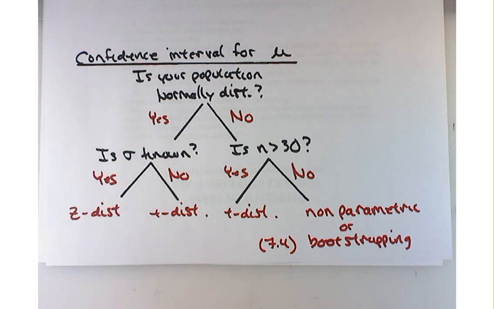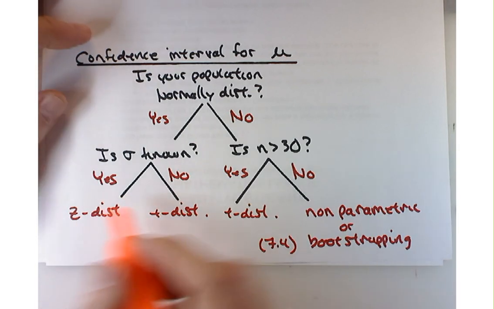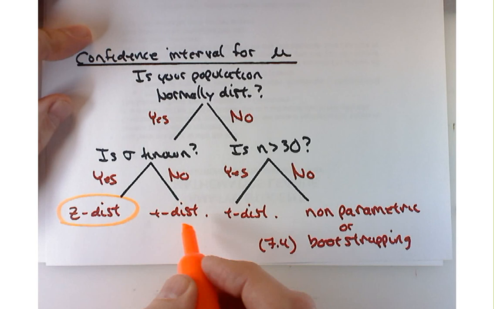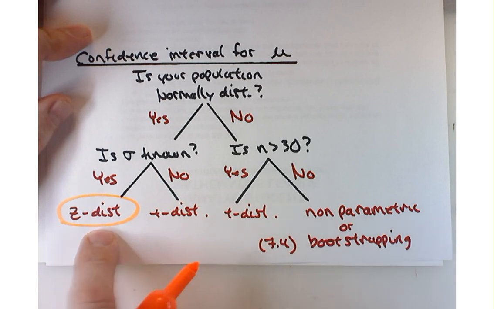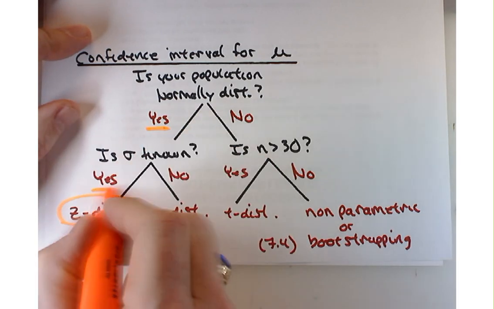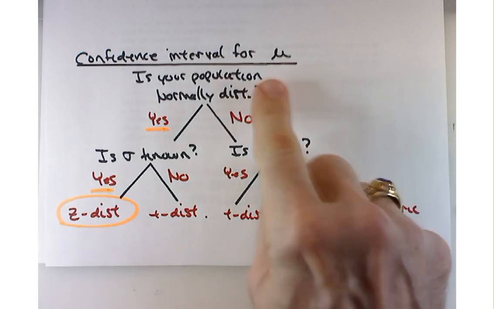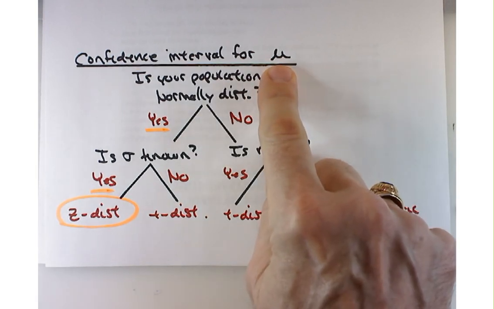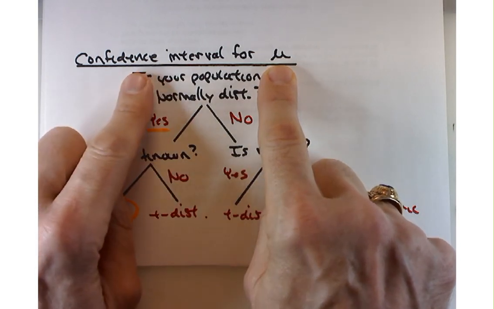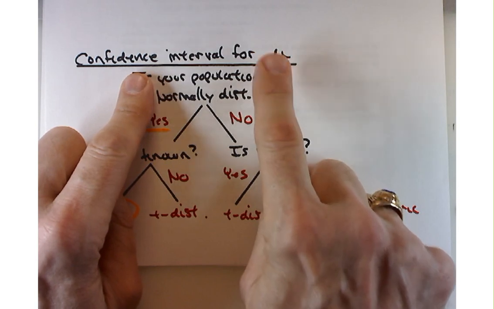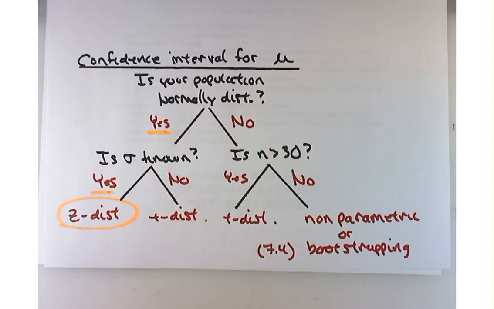But let me look back here for just a moment at the z distribution. To get here, you have to follow a yes, then a yes. And that actually requires a really strange situation. Remember, mu is the population mean. So if we're finding a confidence interval for mu, that means we don't know what this is. We're trying to estimate it.